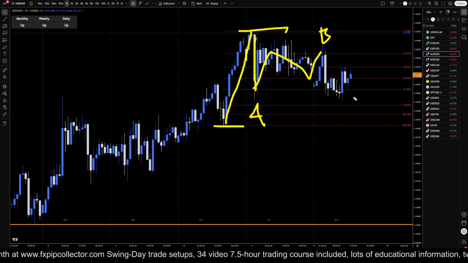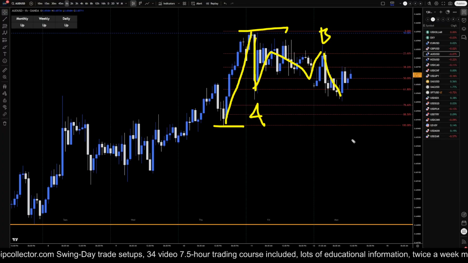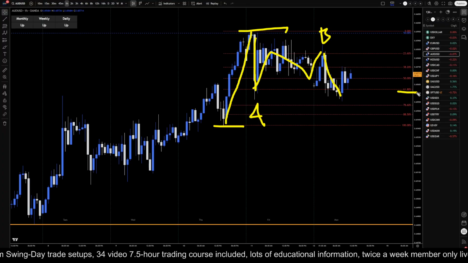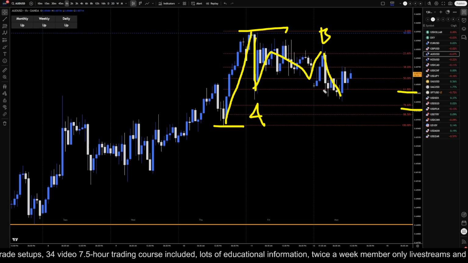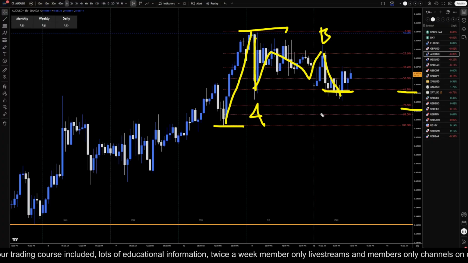There's a good chance that this wave C could already be over. I mean, price did go down. It went kind of in between the 61 and the 78, but it really wasn't able to close below the 61. So I would say that respected the 61%.